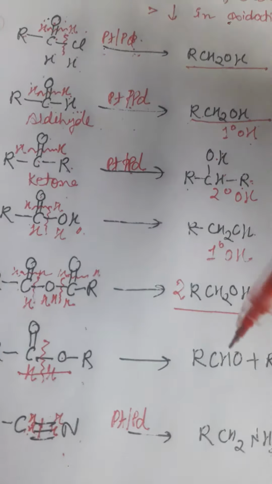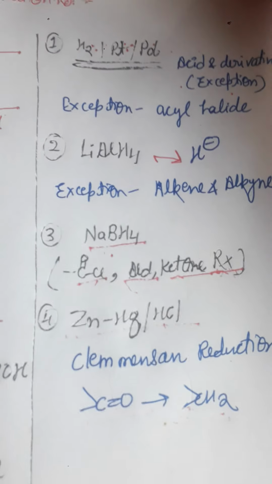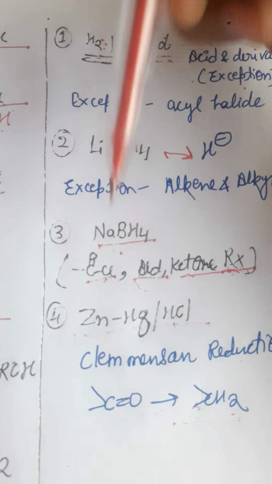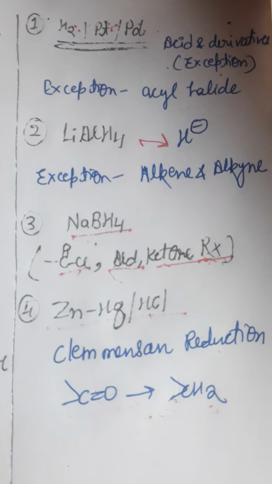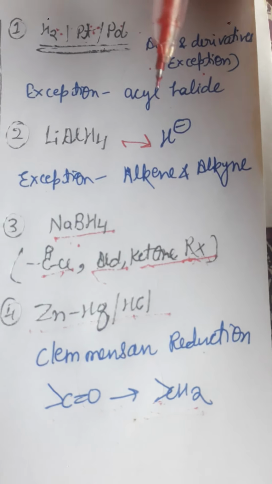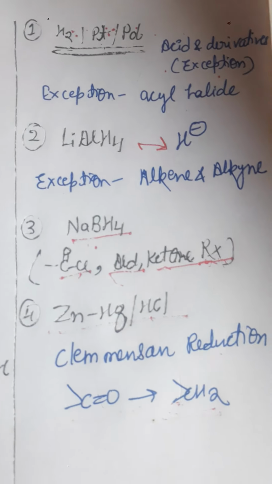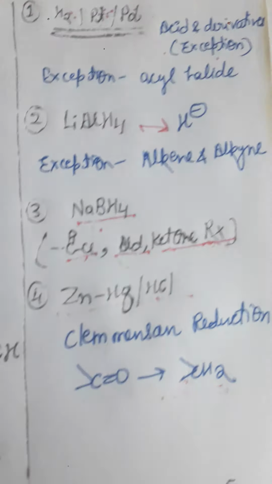Suppose in the exam the question comes that RCHO is going to be reduced to RCH2OH, and there will be 4 options. Out of the 4, which particular catalyst you have to click depends upon this side. You have to learn these 4 reducing agents, and you should know the exception cases also: which type of reducing agent is used to convert which type of compound, and what the exception case is.